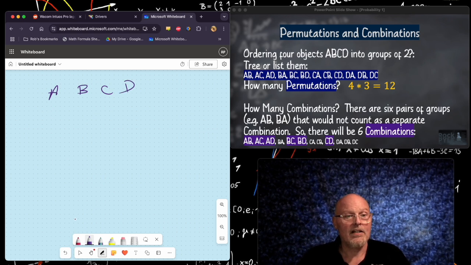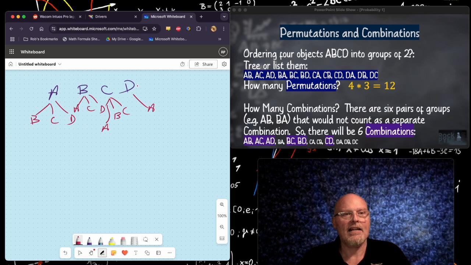Let's make a tree. So for A, my choices are B, C, and D. For B, my choices are A, C, or D. C has A, B, and D, and D has A, B, and C. So if I list all of these out, I've got A, B, A, C, A, D, B, A, B, C, B, D, C, A, C, B, C, D, D, A, D, B, D, C.